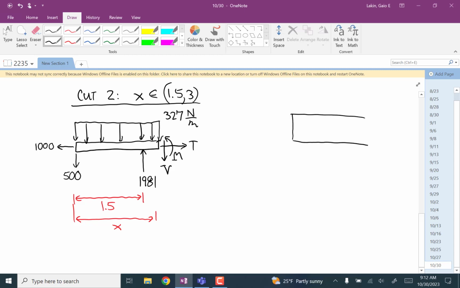So what do we know about this rectangular shaped distributed load? We know it has a length of X, a height of 327. Its centroid is right in the middle. So the distance from the left end of that rectangle to where that centroid is X over 2. And the area, the total point force, is 327 X, because it's just the area of that rectangle.